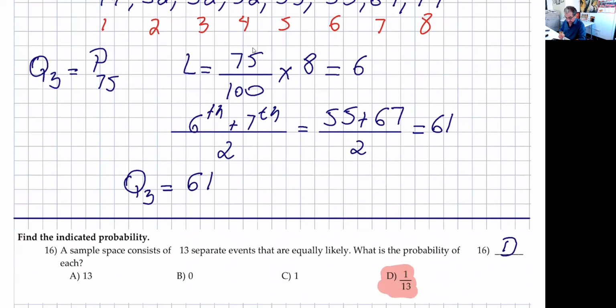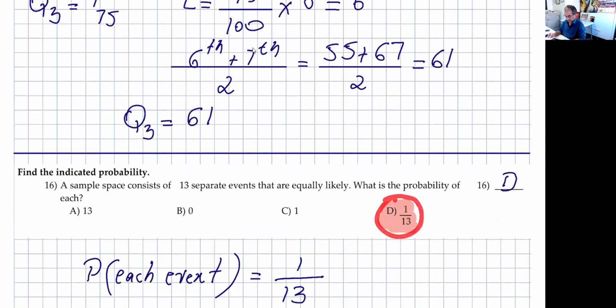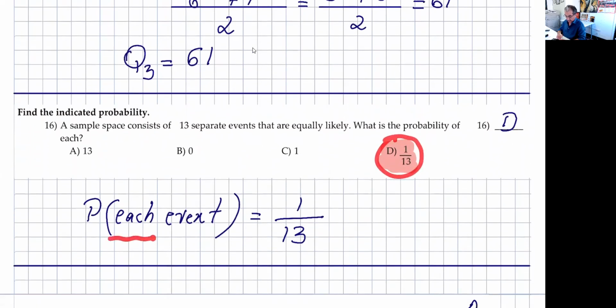Number 16, a sample space consists of 13 separate events that are equally likely. Equally likely means they have the same probability. So what is the probability of each one? We have 13 numbers equally likely, so the probability is going to be 1 over 13. So I wrote it here. P of each event is 1 over 13.